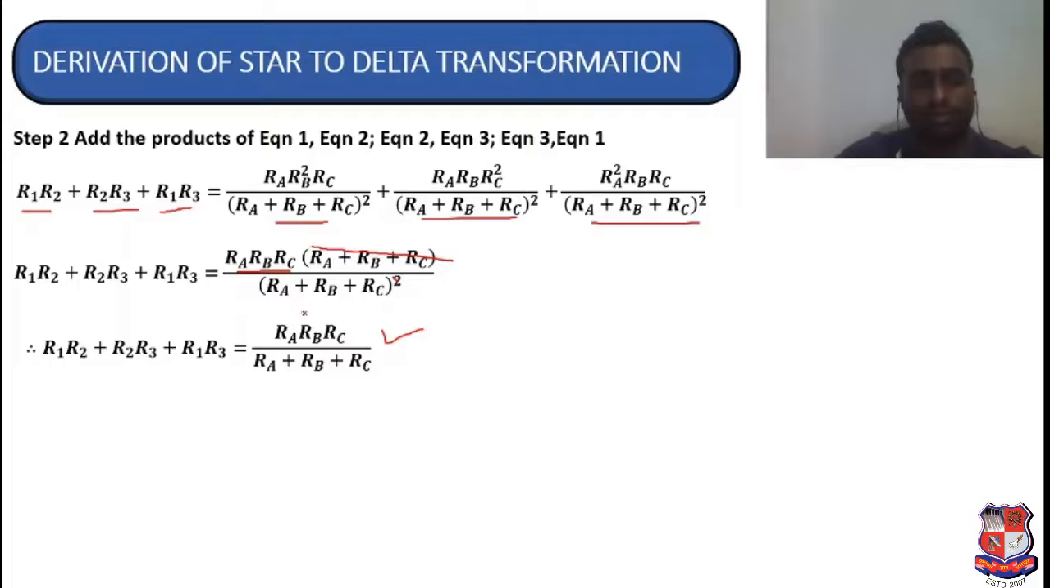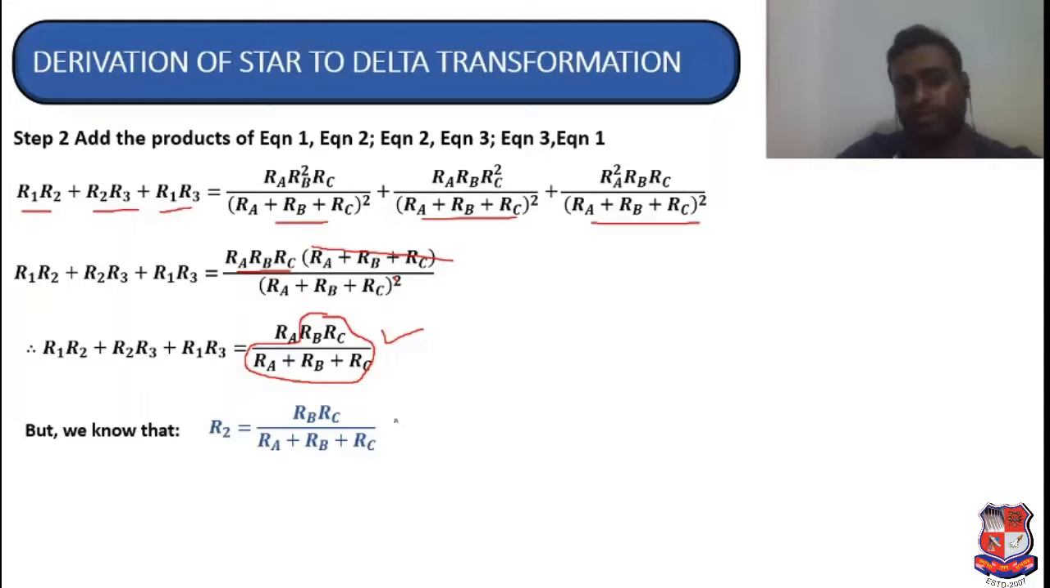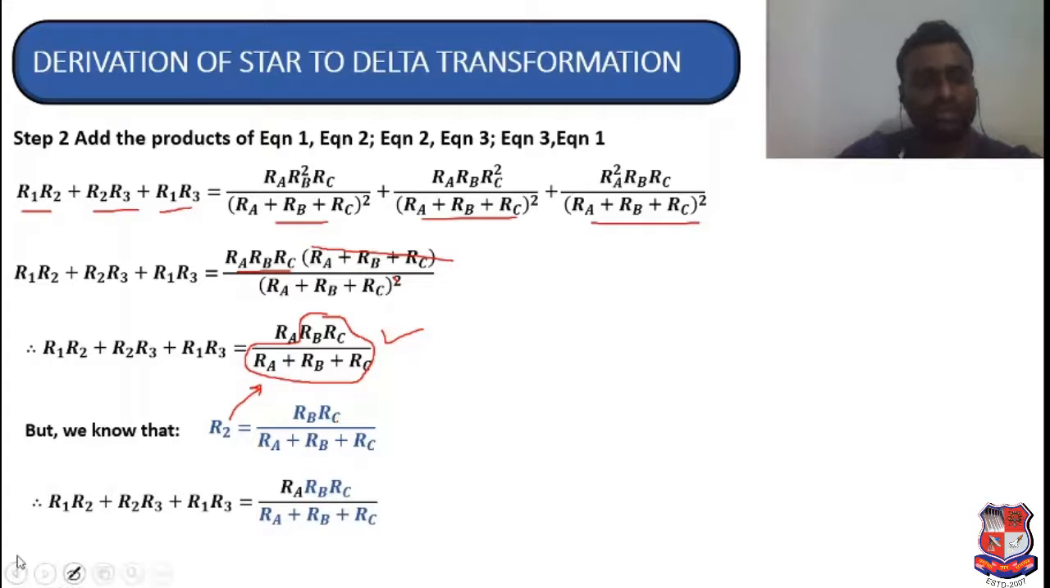From here, if you remember the equation for R2, it was RB into RC divided by the addition of all the resistances. So you can replace this red colored portion by R2. So you can write that R1 into R2 plus R2 into R3 plus R1 into R3 will be nothing but RA into this much part.